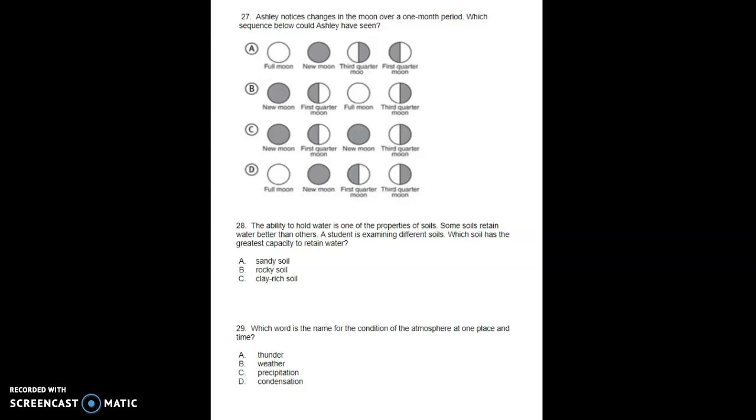Number 29. Which word is the name for the condition of the atmosphere at one place and time? A. Thunder. B. Weather. C. Precipitation. Or D. Condensation.